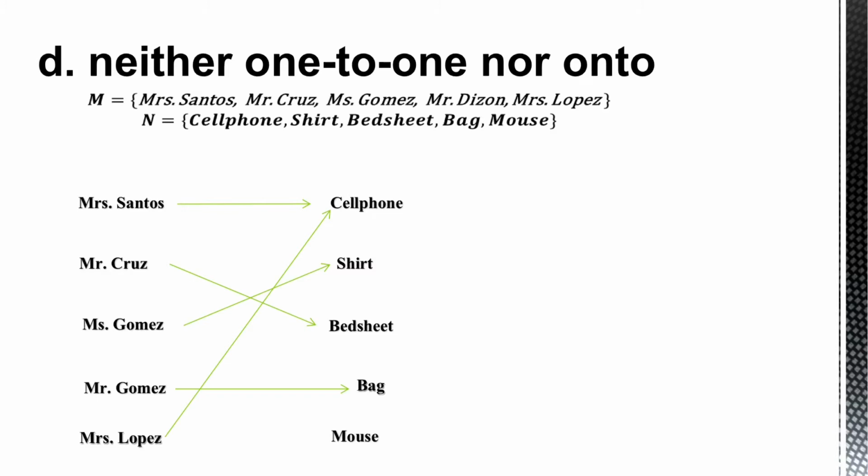It is not one-to-one because two elements in our domain are assigned to one element of codomain, which are Mrs. Santos and Mrs. Lopez, who are assigned to cell phone, and it is a many-to-one function. It is also not onto function because one of the elements in our codomain, mouse, has no image in our domain. So it is neither one-to-one nor onto function.